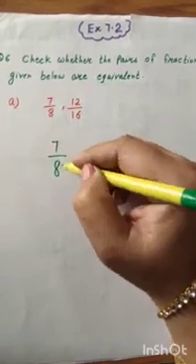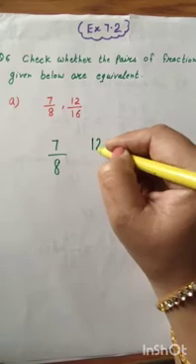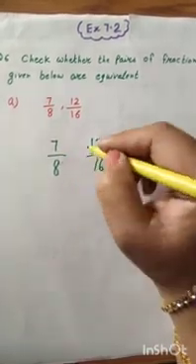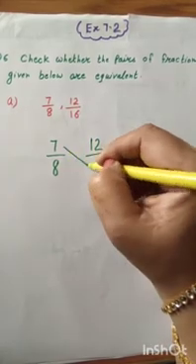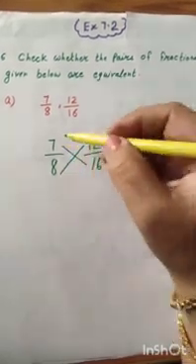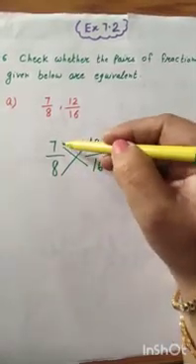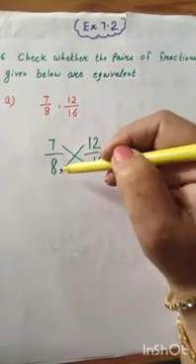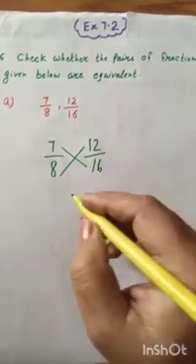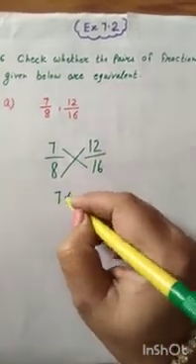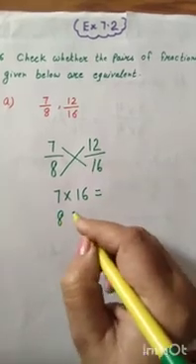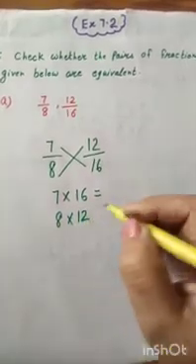First fraction is 7 by 8. Second is 12 by 16. To check whether they are equal or not, we will cross multiply like this. Means this numerator multiplies with that denominator, and this numerator multiplies with this denominator. So here we will multiply 7 into 16 and 8 into 12.